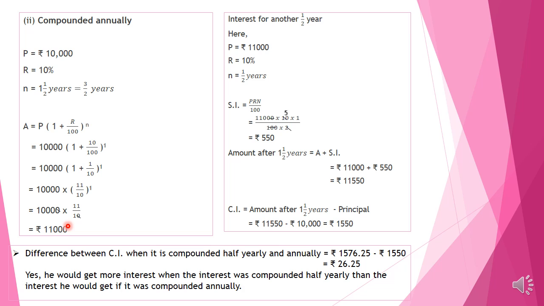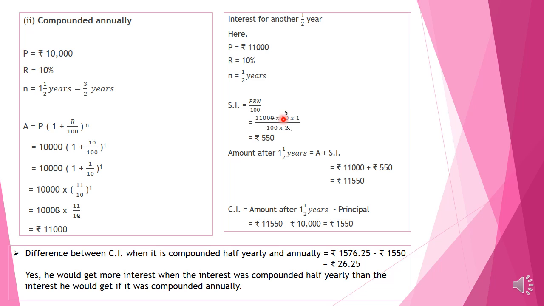Now we have to find interest for 6 months, another half year on this principal, that is 11,000. So we are using the simple interest formula SI is equal to PRN by 100. Okay children, and P is 11,000, R is 10% only, N is half year.